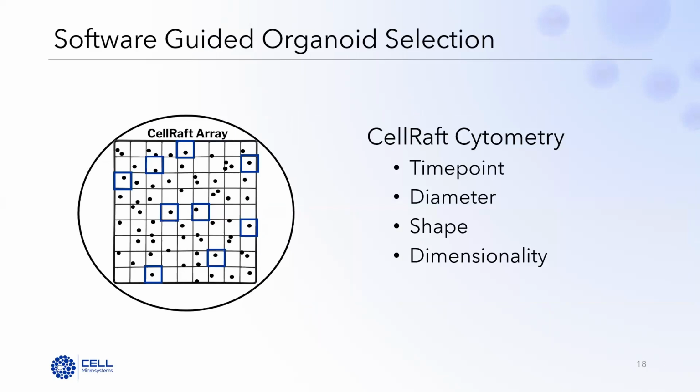So you're probably thinking that hundreds of organoids and all of those images sounds like a lot of data. Our CellRaft cytometry software has algorithms to help you find your cells and organoids of interest. That includes analysis across multiple time points. We can look for single cells or clusters of cells. We can also look for organoids downstream based on their diameter, their shape, or their dimensionality, and even fluorescence markers.